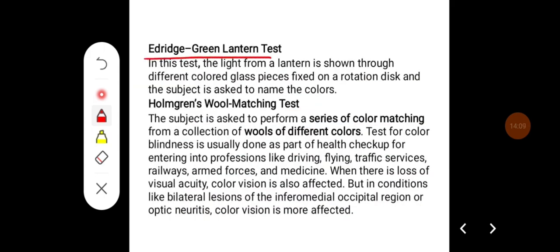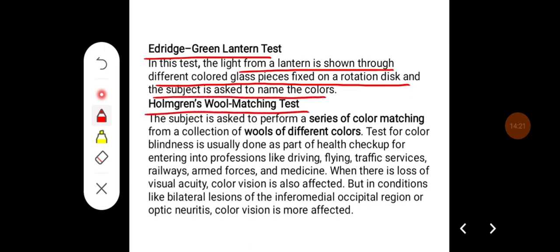reads them differently or traces a different pathway from a normal person. Then Edridge-Green lantern test. In this test, the light from a lantern is shown through different colored glass pieces fixed on a rotating disc and the subject is asked to name the colors. And in Holmgren's wool matching test, the subject is asked to perform a series of color matchings from a collection of wools of different colors.